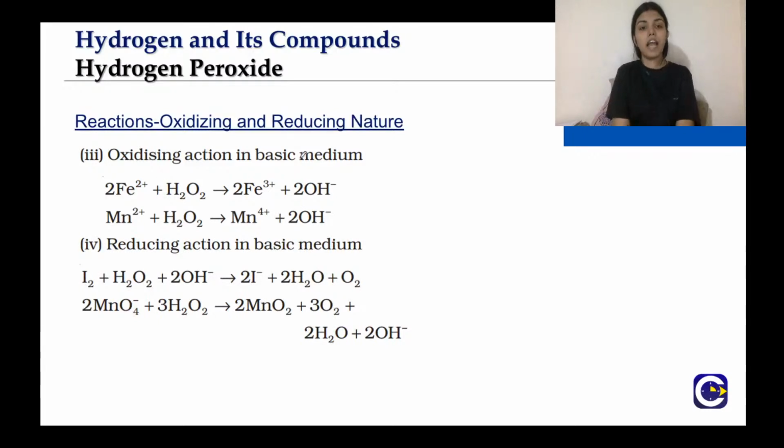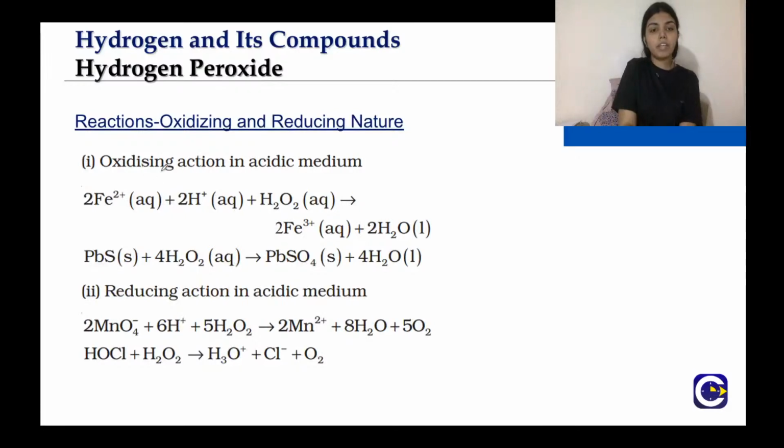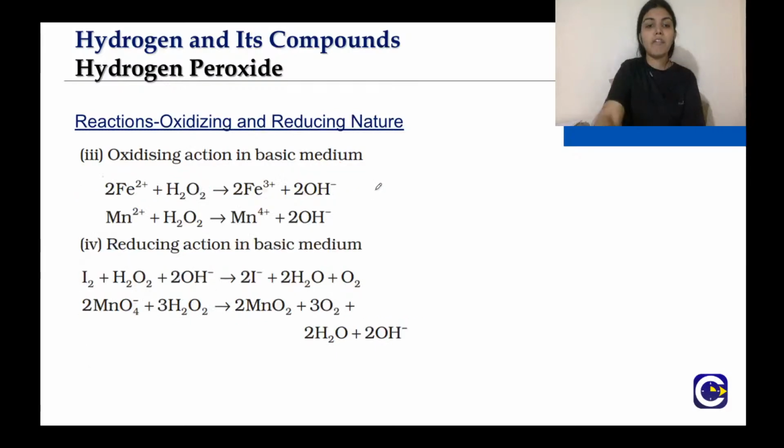Then oxidizing action in basic medium. See here that when it was acting as an oxidizing agent in acidic medium, H2O2 was getting itself converted into water, right? While in basic medium, H2O2 converts itself to OH minus, and it oxidizes the other species, that is from Fe2+ to Fe3+ and Mn2+ to Mn4+.